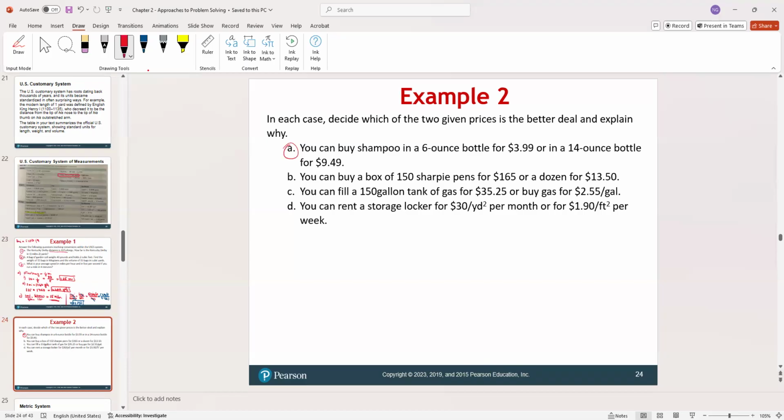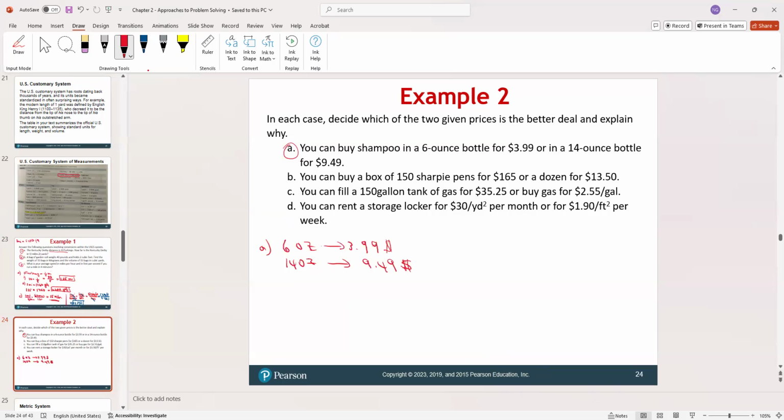How would you find the one with the better deal? Because remember, for A, 6 ounces is for $3.99, right? But you also have 14 ounces for $9.49. How would you compare these two? It's very important to decide how you would compare it. Do you have an idea? Yes, you need the price per ounce. If you know the price per ounce, it helps you to see clearer.